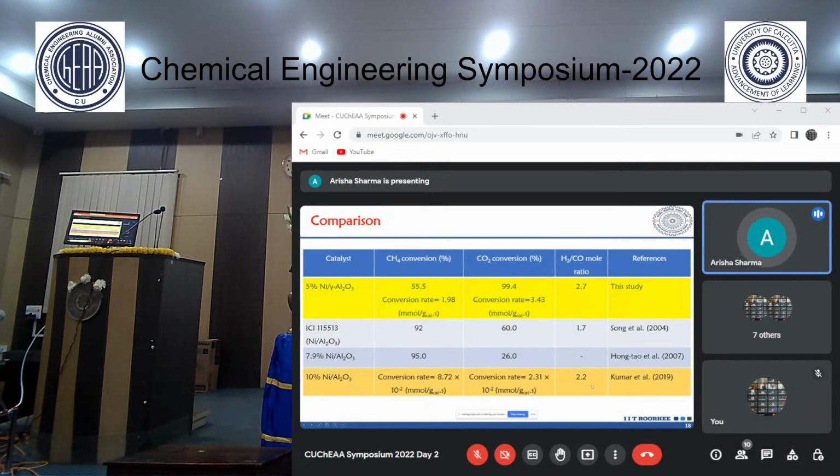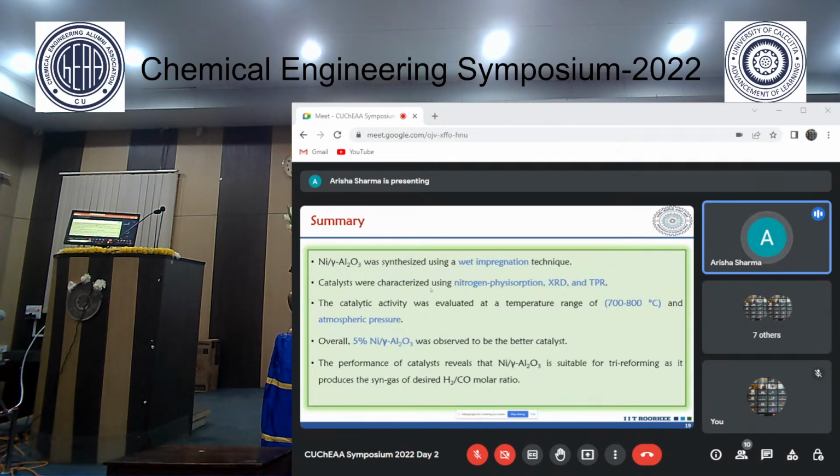This can be due to two facts. Firstly, the alumina they have chosen is of acidic nature, whereas what we have chosen is of basic nature. And the other thing is that their feed composition is entirely different than ours, because, like I have already told, because of the feed composition, our conversion and H2 by CO ratio can drastically change. So these are the two major things that are depicting that our results are different from them. So after the comparison, this is the summary of my paper.